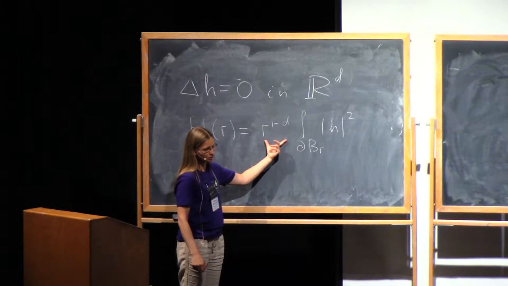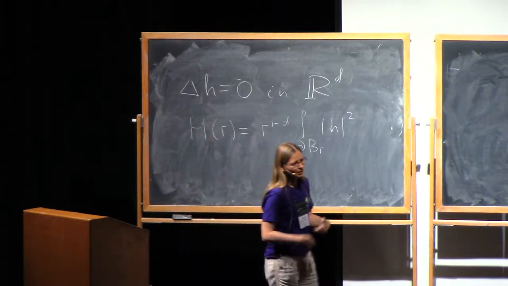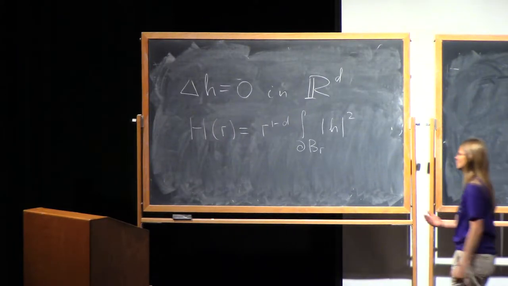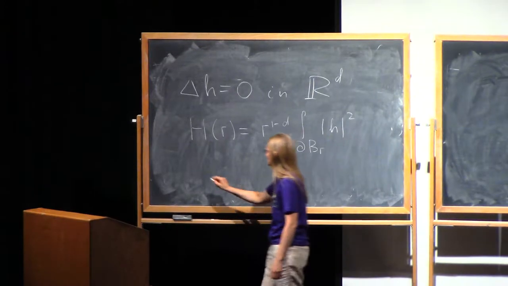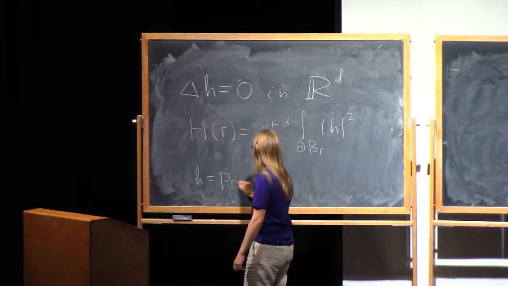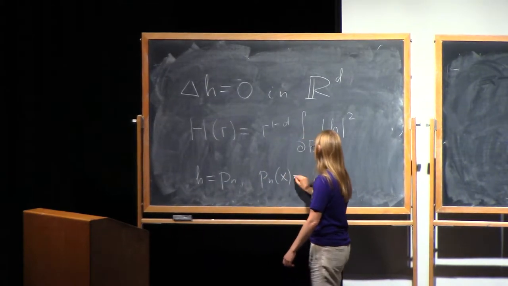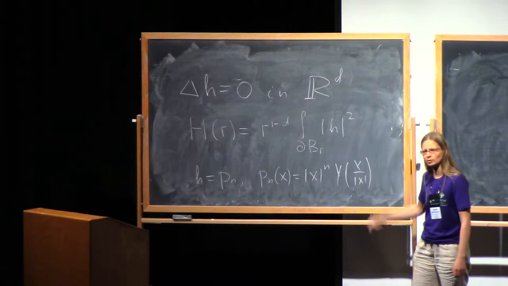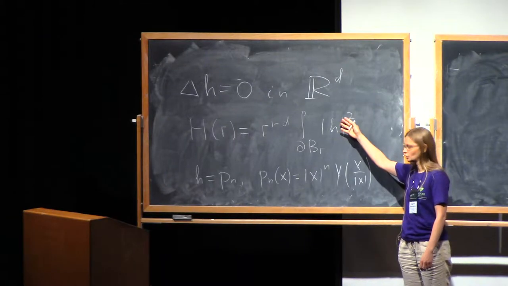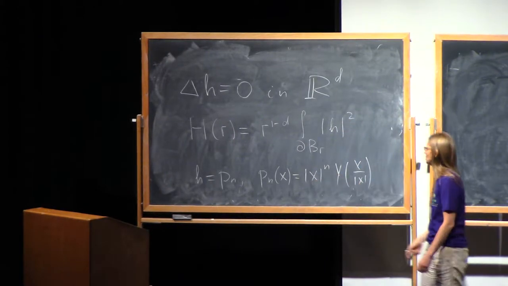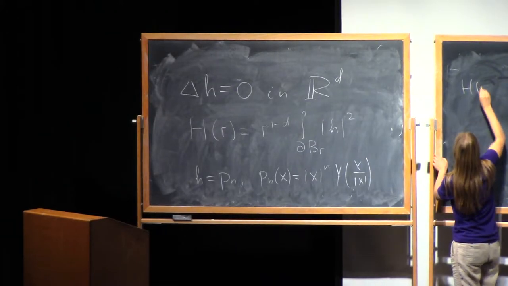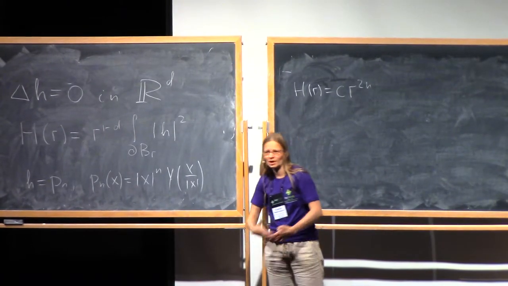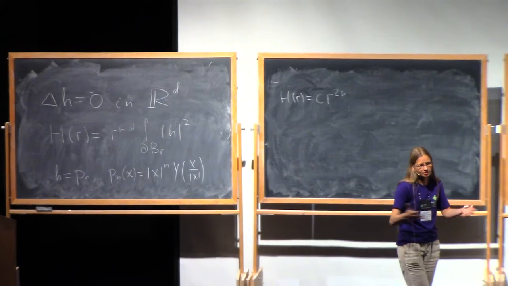We're in R^d, so this is the normalization factor. If your function is a constant, you'll get a constant. If your function is a polynomial, if h is a homogeneous polynomial of degree n, then when you average the function there, you'll get a constant times r to the power 2n. So for this case, h of r is a constant times r^{2n}. What happens for more complicated harmonic functions?